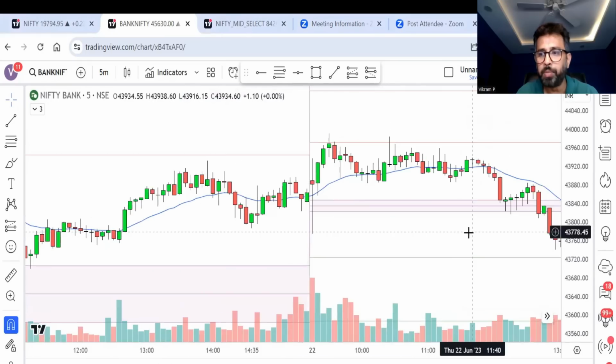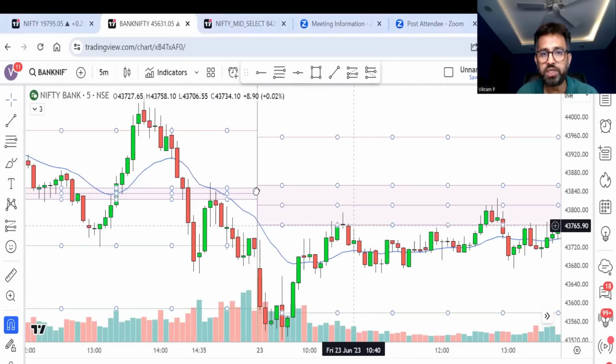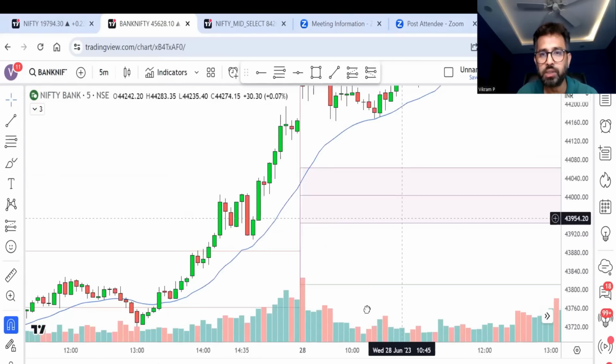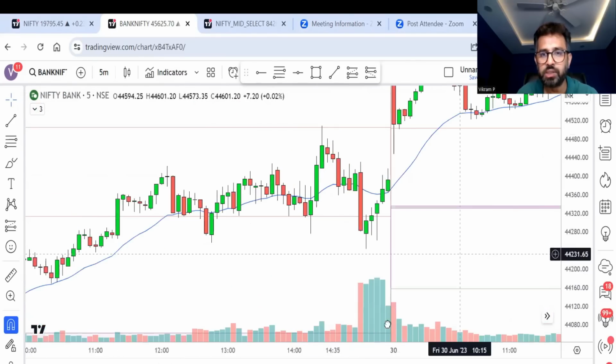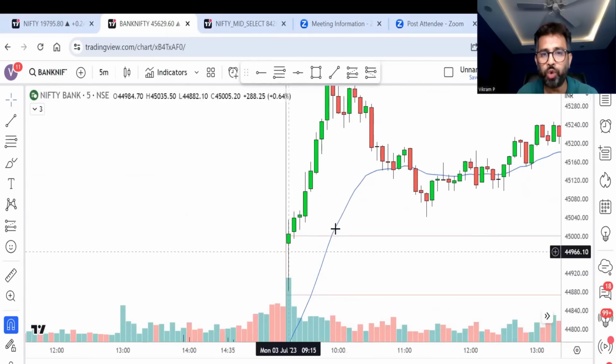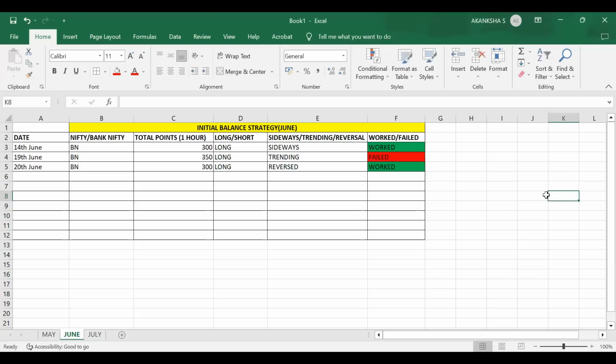And let us see if anything else happened in June. No, it's a narrow initial balance, narrow initial balance, and so on, and the June month is over. So in the entire June month, only 3 days we had a very wide initial balance. 2 times it worked and 1 time it failed.